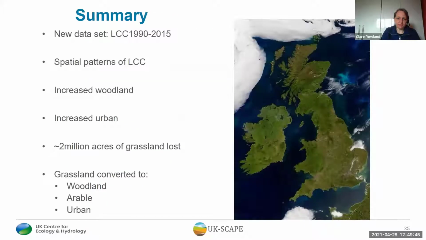So in summary, we've got a new land cover change data set. This joins the previous land cover map data sets that we've got. Our land cover change data set shows the spatial patterns of land cover change. It shows an increase of woodland, an increase in urban. It shows the kind of big pressure on grassland that we've had between 1990 to 2015, with almost 2 million acres of reduced grassland. And it shows that grassland has been converted to woodland, arable and urban.